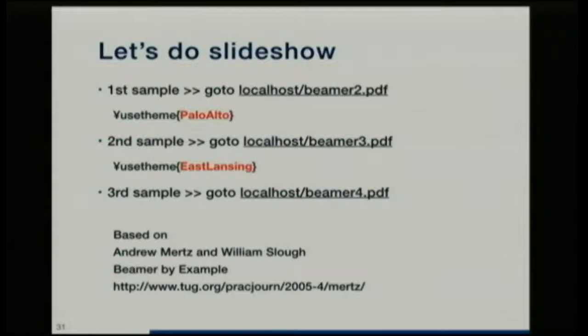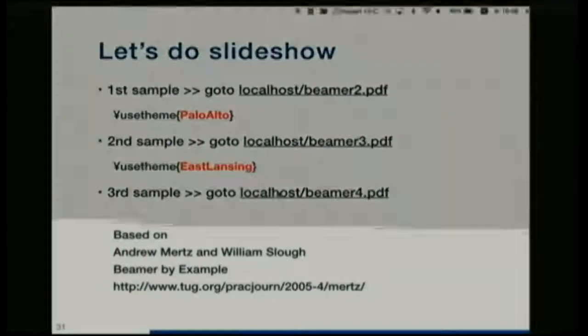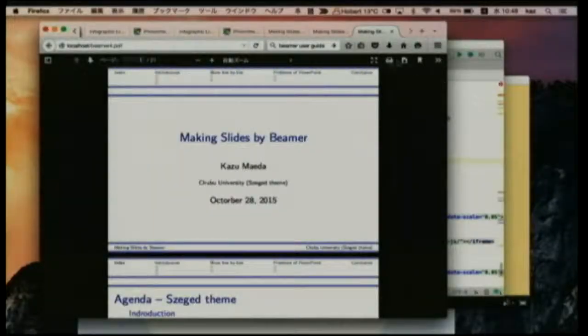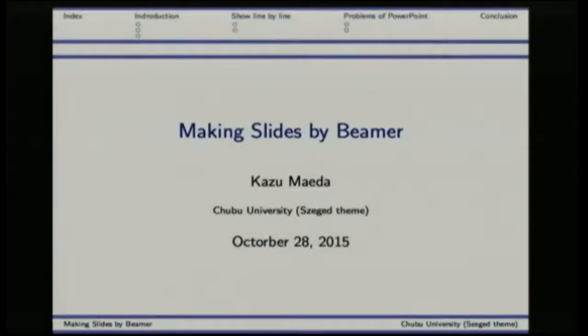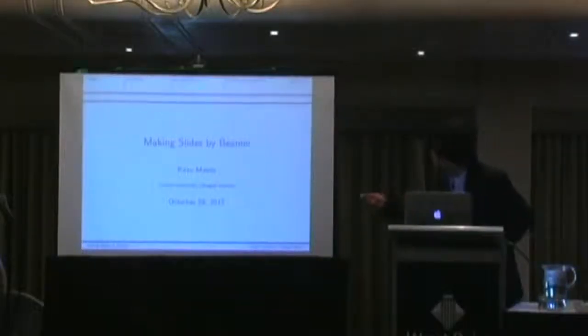All I change is just the theme here, from Parallel to Lansing. That's all. There are a lot of themes in Beamer. This is another slide, and this is my favorite. Making slides with Beamer, and the table of contents is shown here.